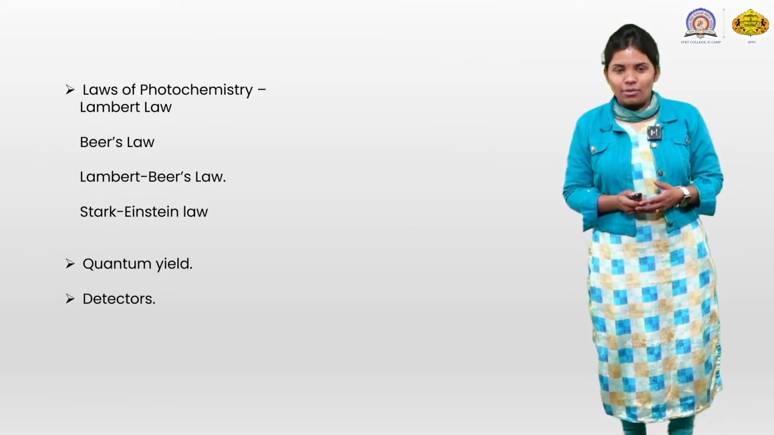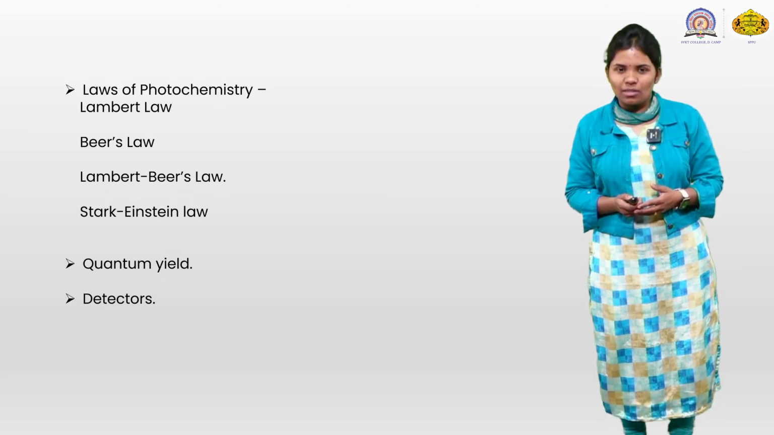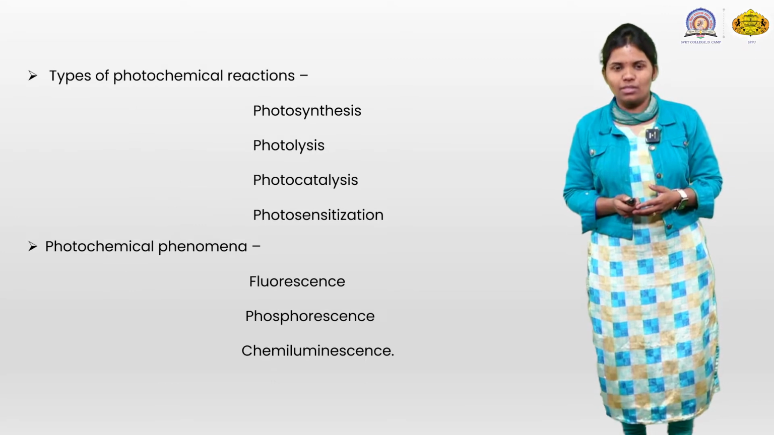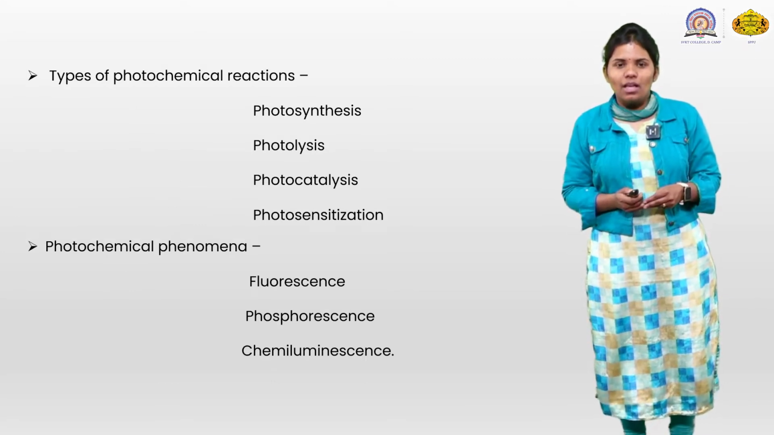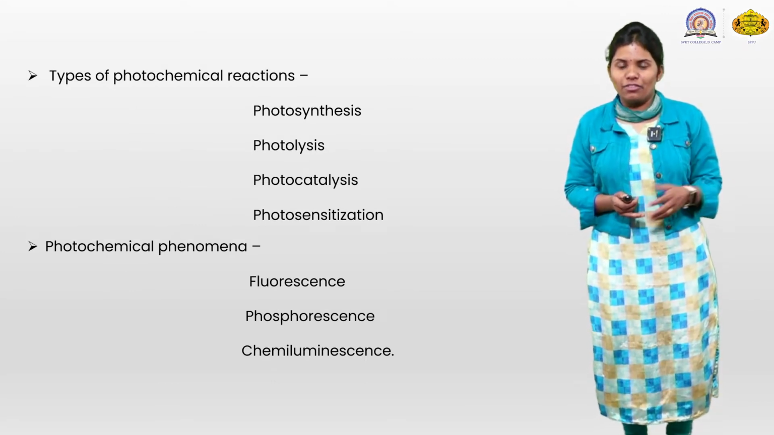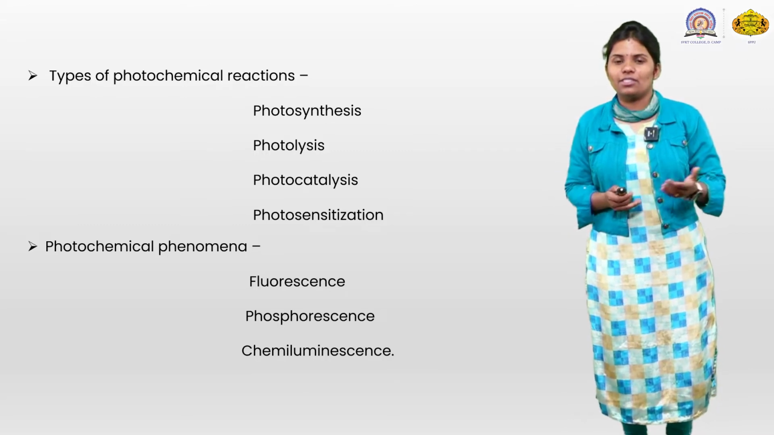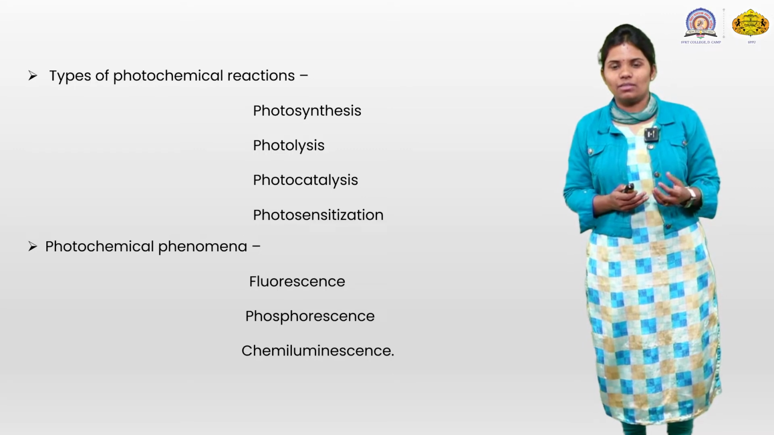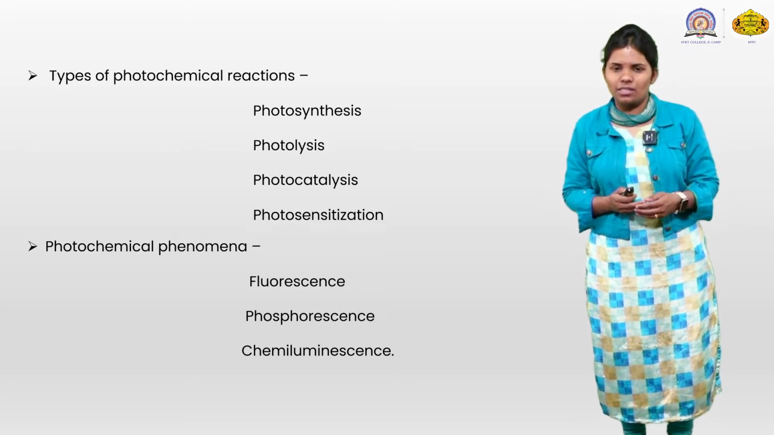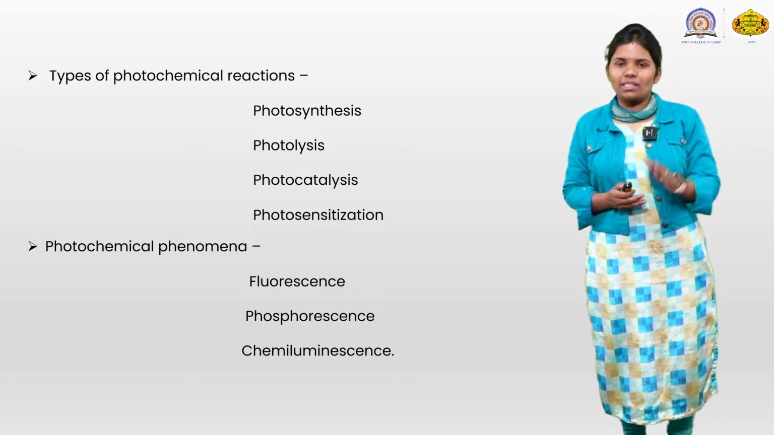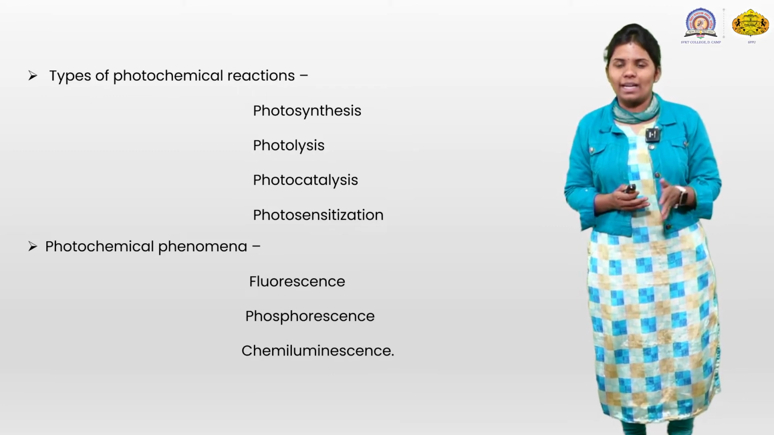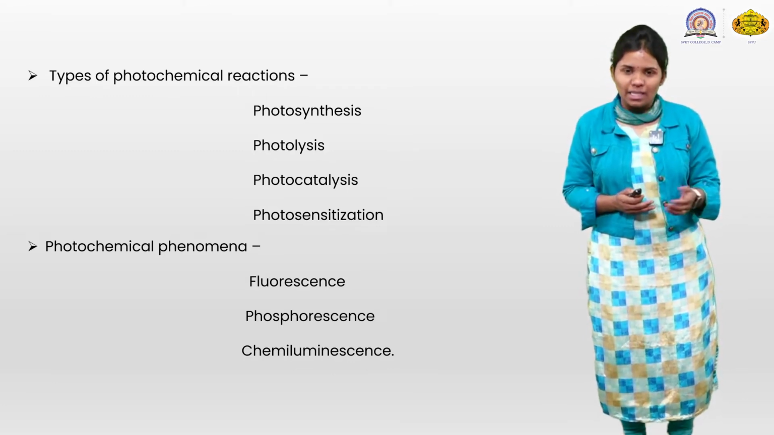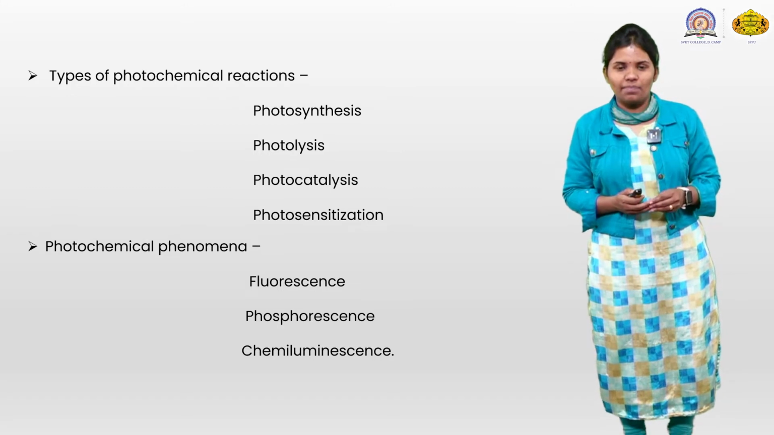Again, we are going to see the laws of photochemistry, that is Lambert-Beer's law, Stark-Einstein law, quantum yield, and which kind of detector we use during photochemistry. There are 4 types of photochemical reaction basically. First is photosynthesis, in which the photons are used for the synthesis. Photolysis, that is a breakdown by a photon. Photocatalysis, a photon used as a catalyst, and photosensitization reaction.